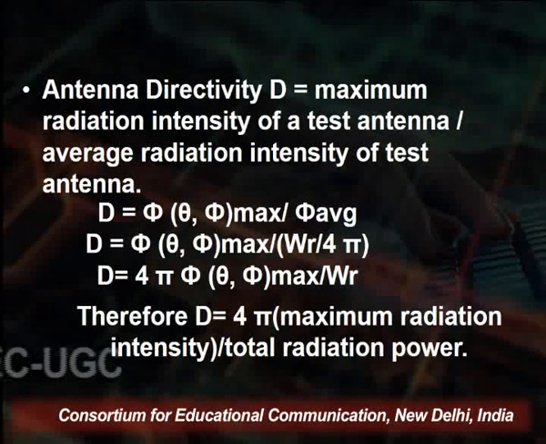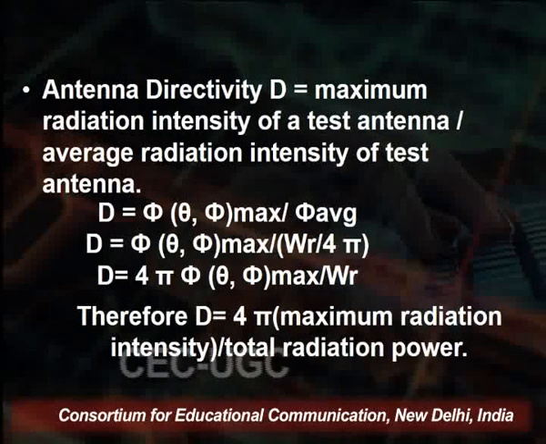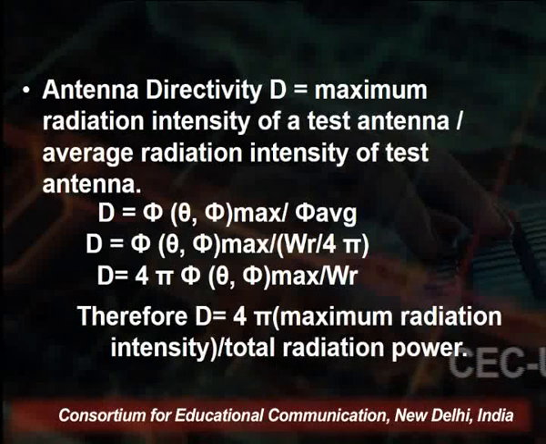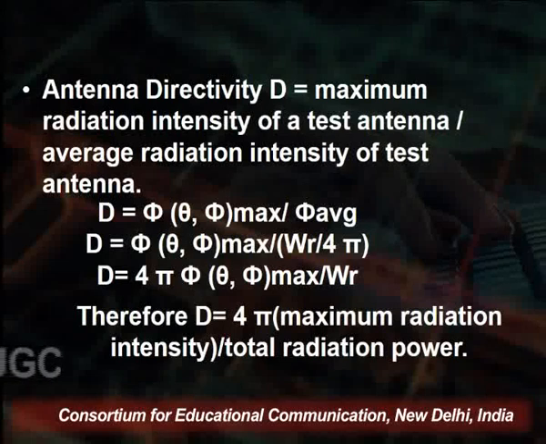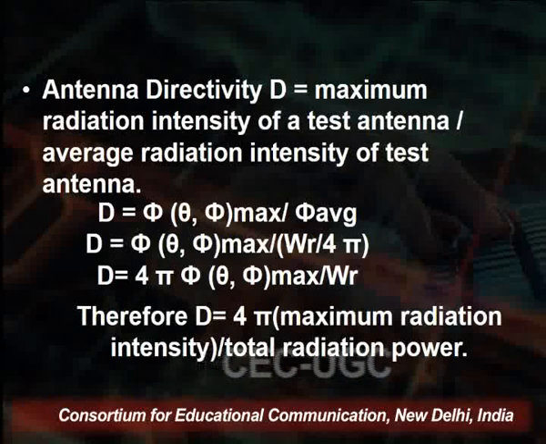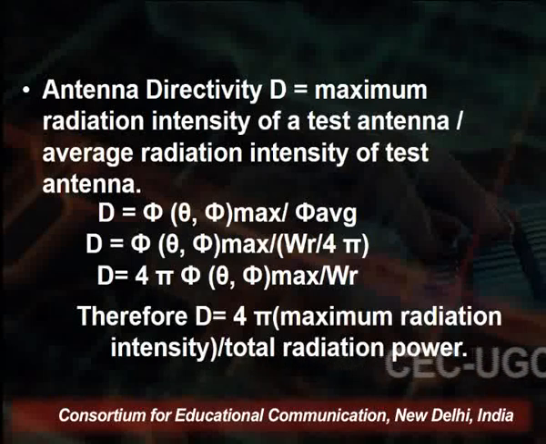So antenna directivity D is the ratio of the maximum radiation intensity of the test antenna to the average radiation intensity of the test antenna, and therefore D is equal to 4 pi maximum radiation intensity divided by total radiation power.